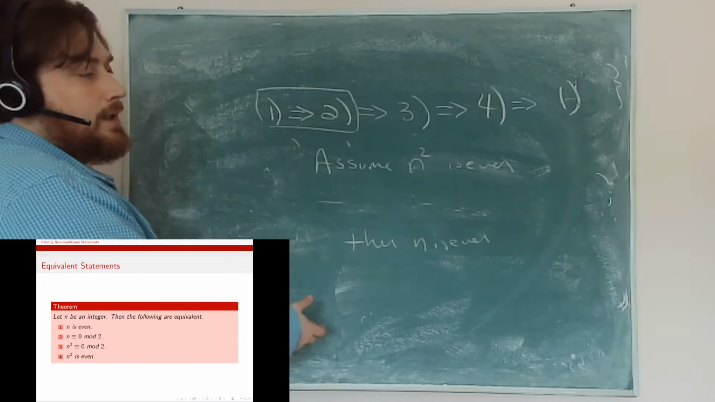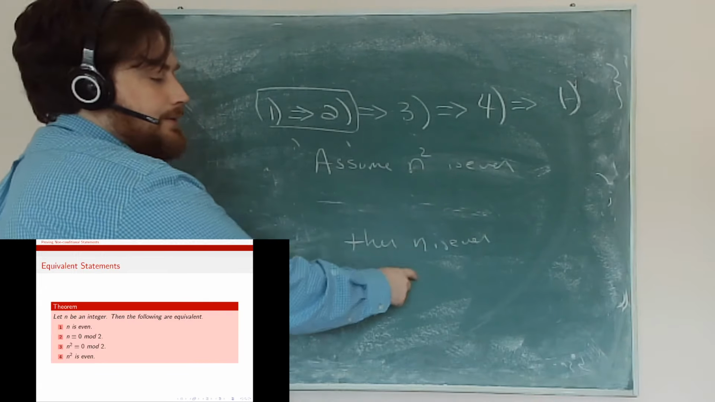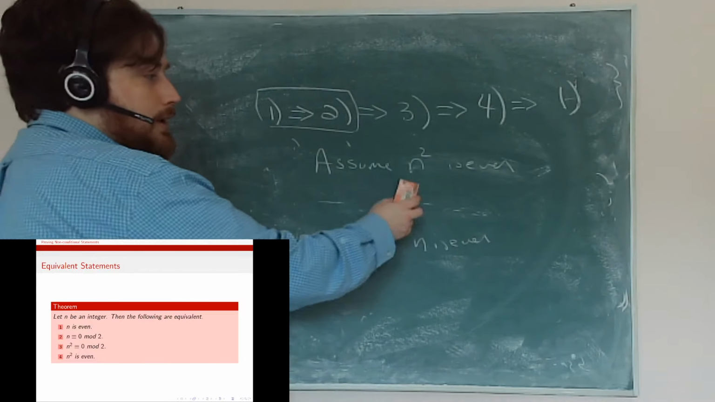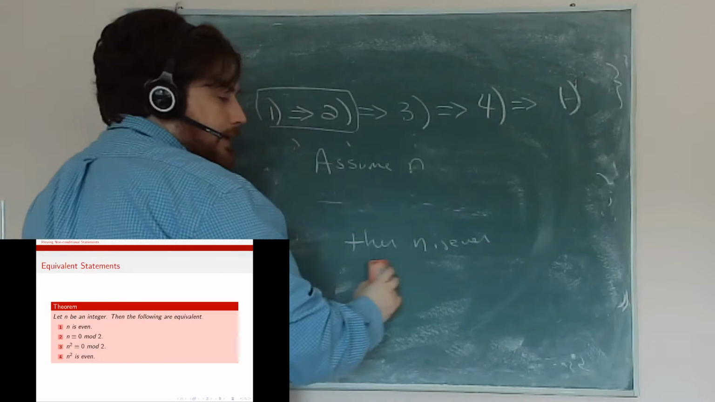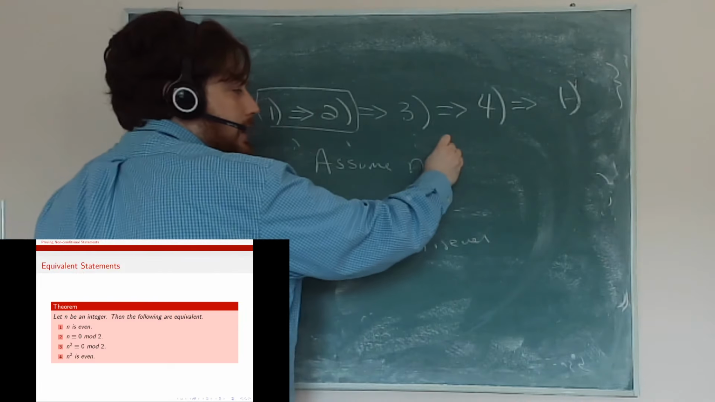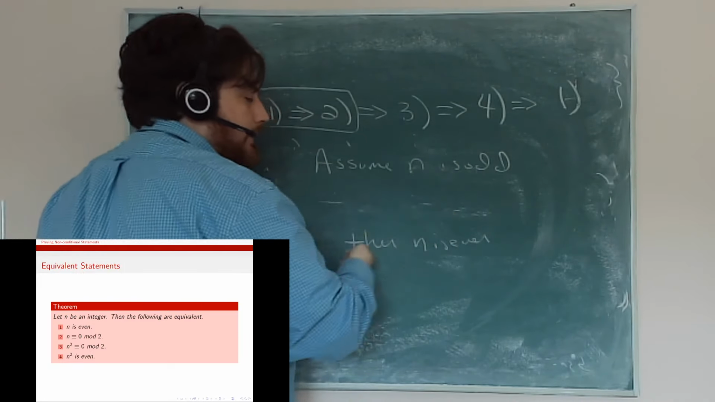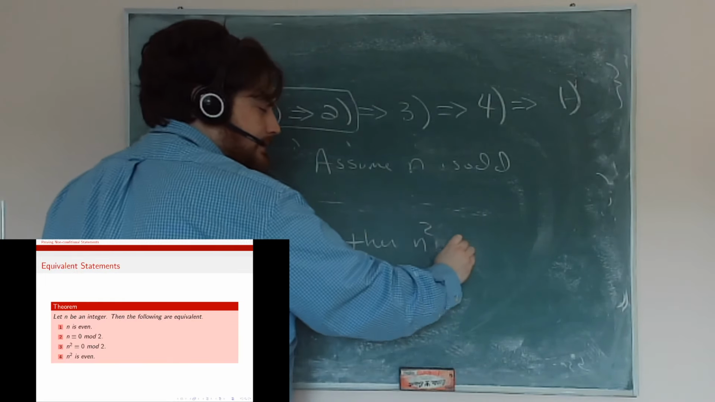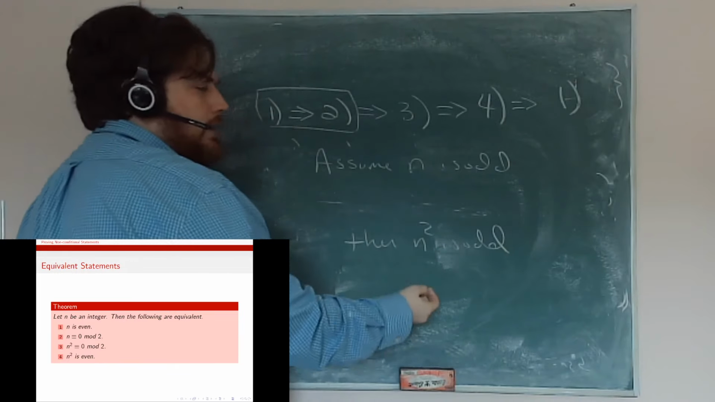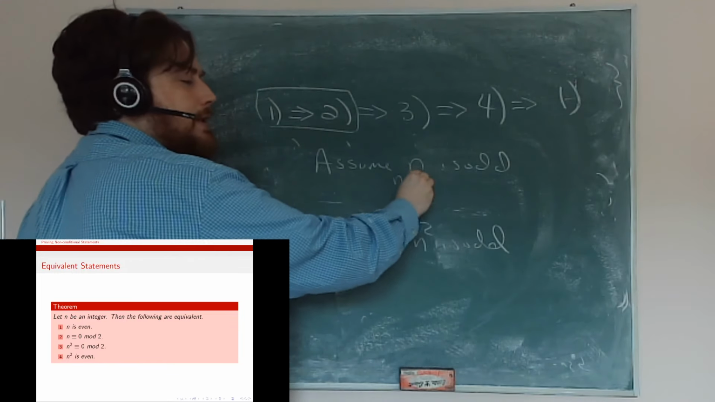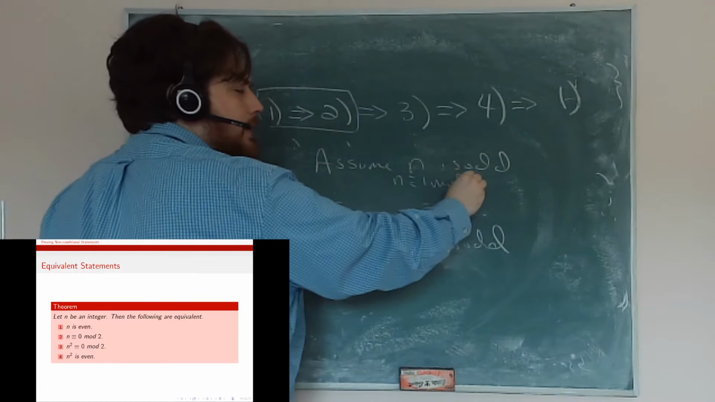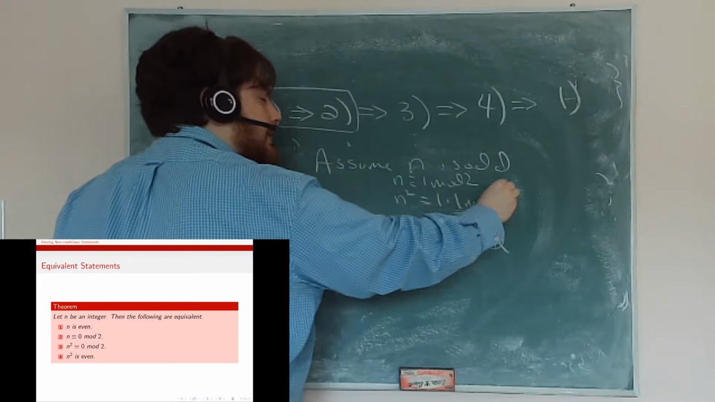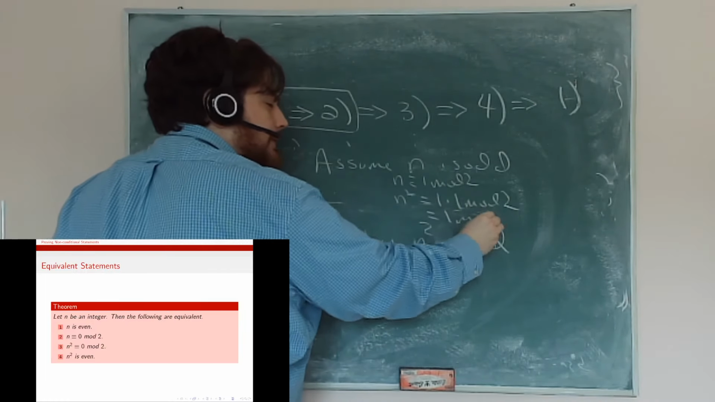But in this case, when I'm actually showing if n squared is even, then n is even, this would actually work better as a proof by contrapositive. So that is, I'm going to assume the negation of n is even, and I'm going to say assume n is odd. And I have to show n squared is odd. And again, n is odd means n is congruent to 1 mod 2. So therefore, n squared is congruent to 1 times 1 mod 2, which is 1 mod 2.